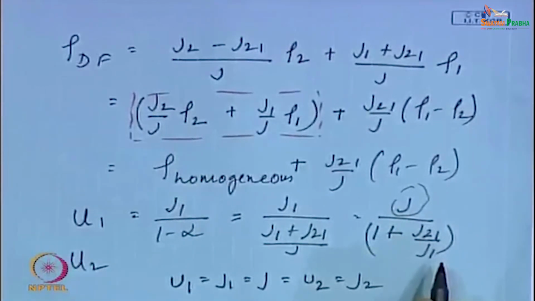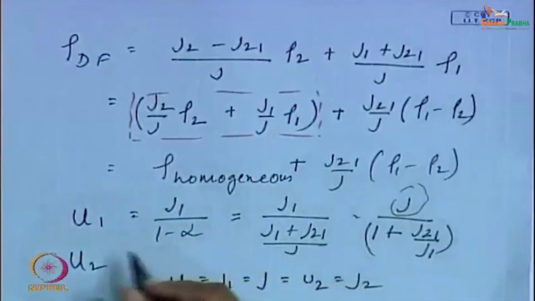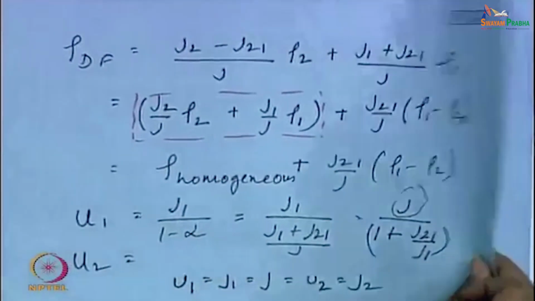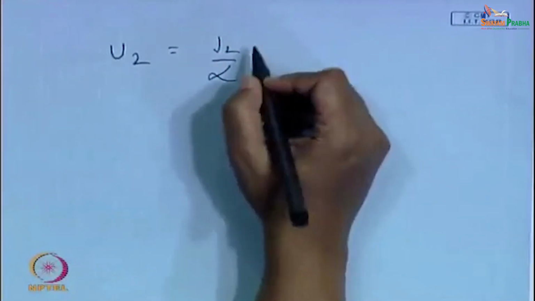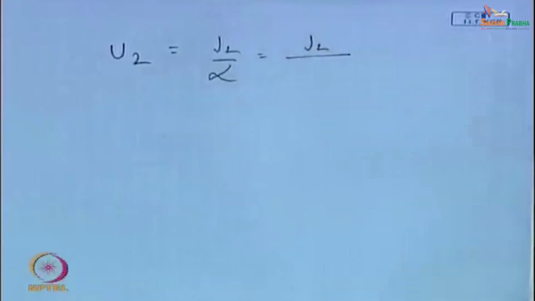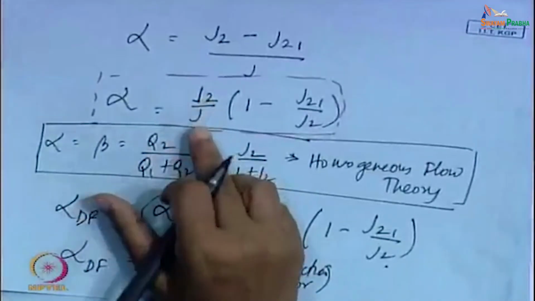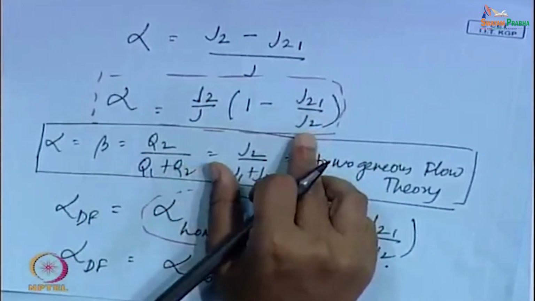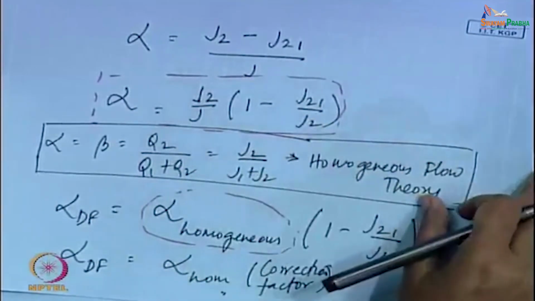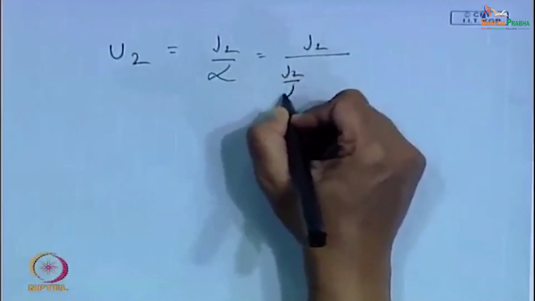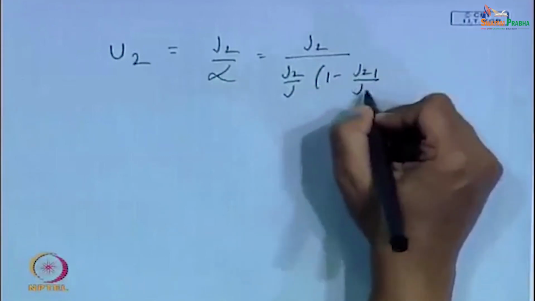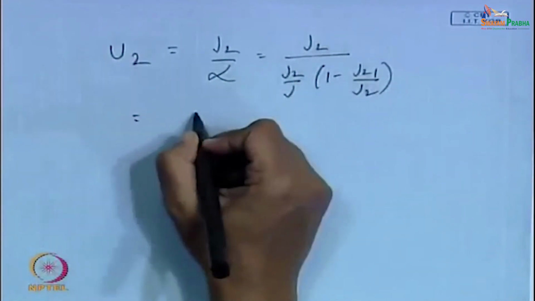Same way u2, if you try to find out, here it is going to be slightly congested, I will do it in a different paper. u2, this is equal to again j2 by alpha, isn't it? What is alpha equal to? We have already found out the derivation of alpha, j2 by j 1 minus j21 by j2, isn't it? Substitute this value of alpha here, then what do you get? This is j2 by j 1 minus j21 by j2, agreed.